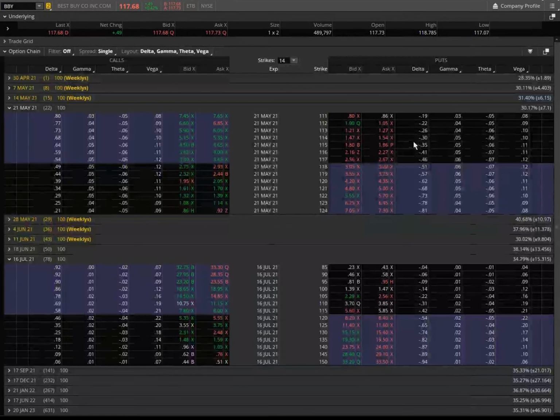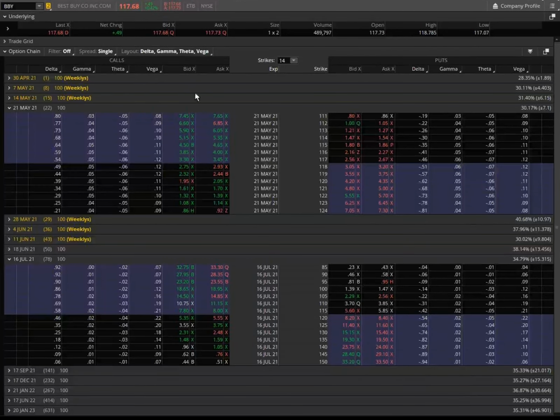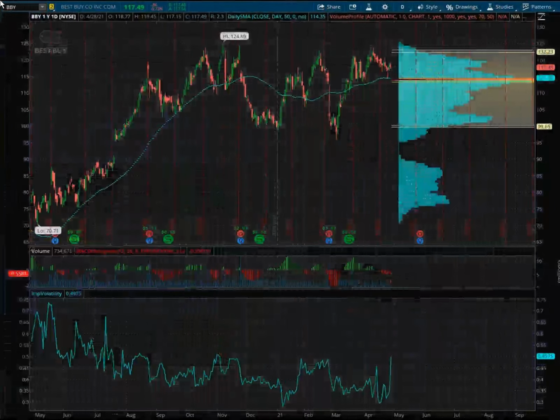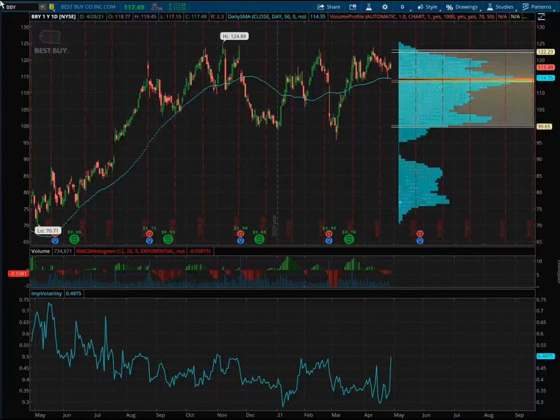But one of the things we need to determine is whether our options here, on Best Buy, are cheap or expensive. We don't know if they're cheap or expensive. What we need to do is take a look at this number right here, and that doesn't even tell us anything. But Vega is implied volatility, and it's forward-looking volatility. It tells us what the expectation of future volatility is. So that's why it's really important.